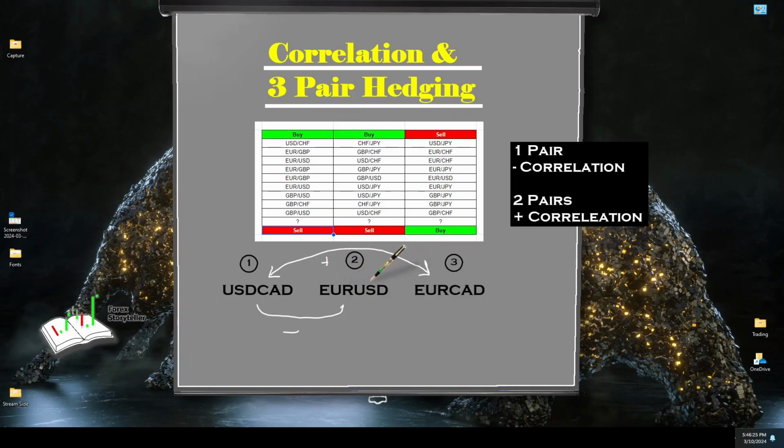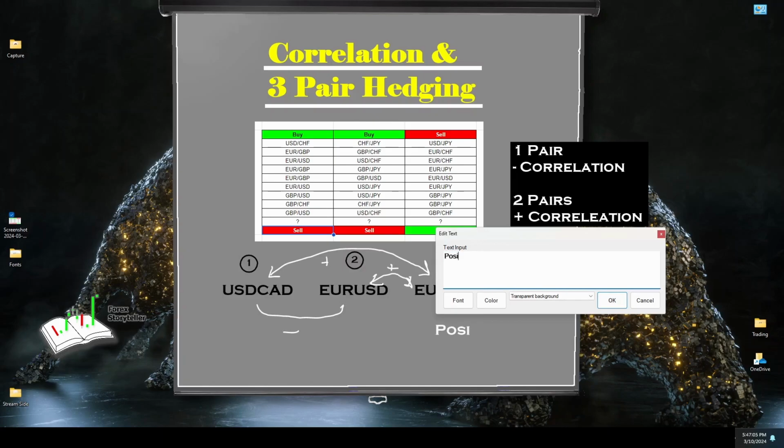And then also the Euro USD to the Euro CAD has that positive correlation. So for this setup, let me make sure I have this correct. Anything that is a positive correlation, you will do the opposite to. And anything that is a negative correlation, you will do the same to. So let me make a note of that real quick.